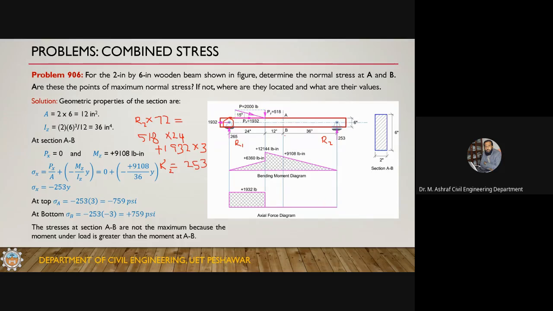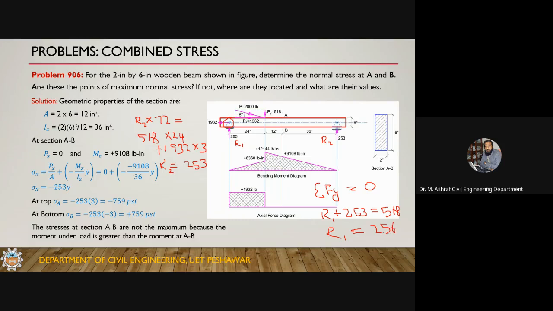Now, if you apply the summation of Fy to this case, the sum of the vertical force is equal to 0. So R1 plus R2, now I know R2 is 253. R1 plus R2 must equal 518. There is only one downward force. These are upward forces, and the equilibrium requirement is that upward forces should be equal to the downward forces. So it will result in R1 equal to 256.